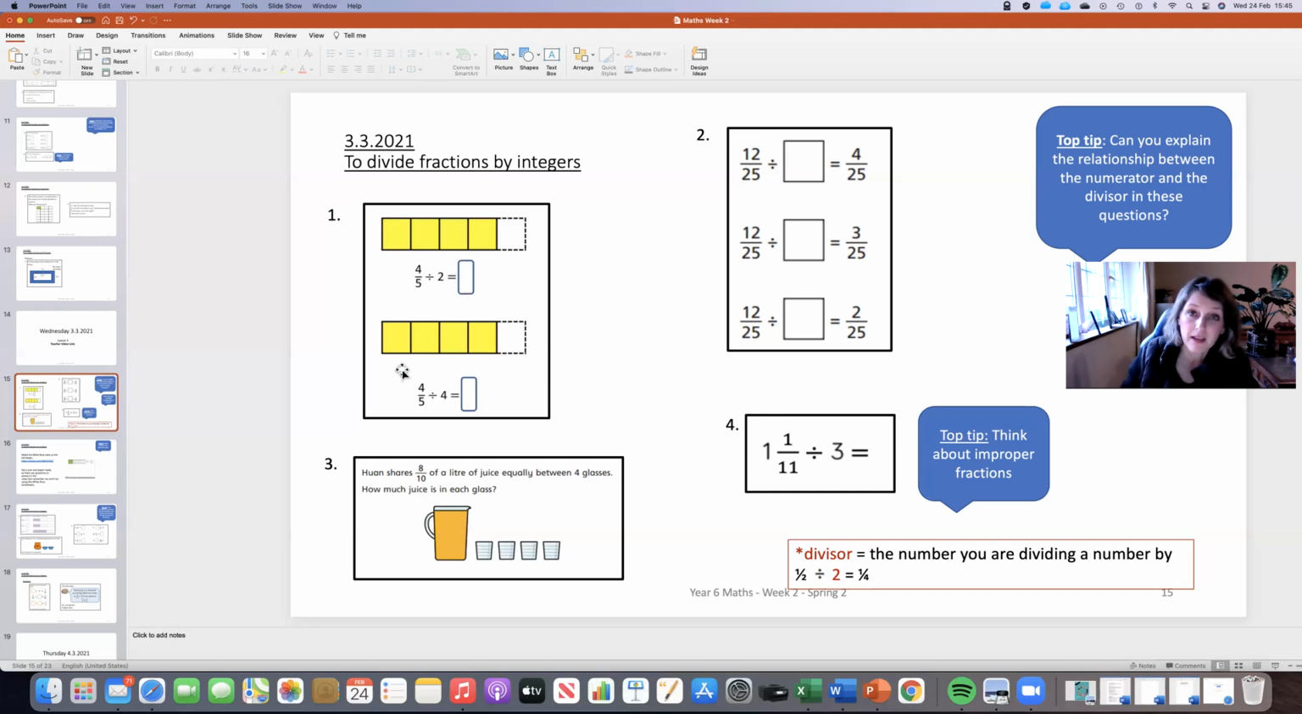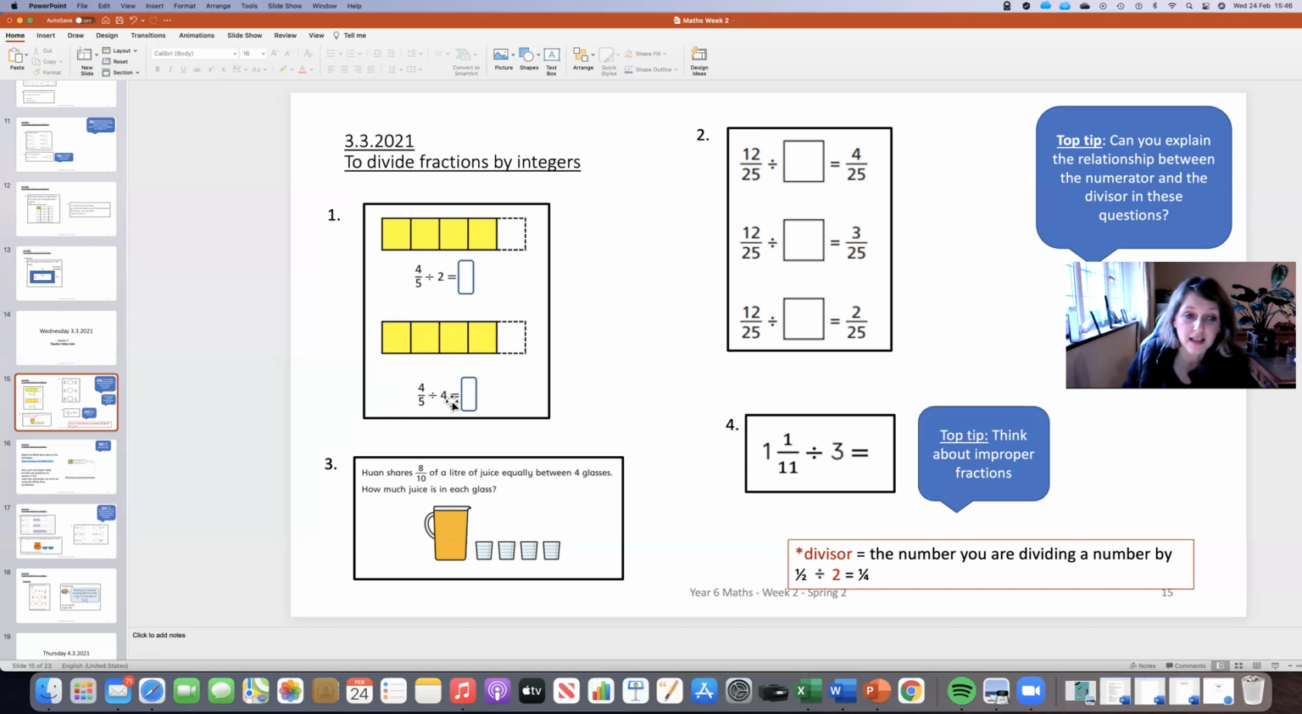What would this one be then? Let's look at this one together. 4/5 divided by 4. So here's our whole split up into fifths, 1, 2, 3, 4, 5 parts. And we have got here 4 of those parts, 4/5. If I'm sharing those 4/5 or dividing them between 4 people, how many fifths would they have each? I think you know. You'd have 1/5 each.